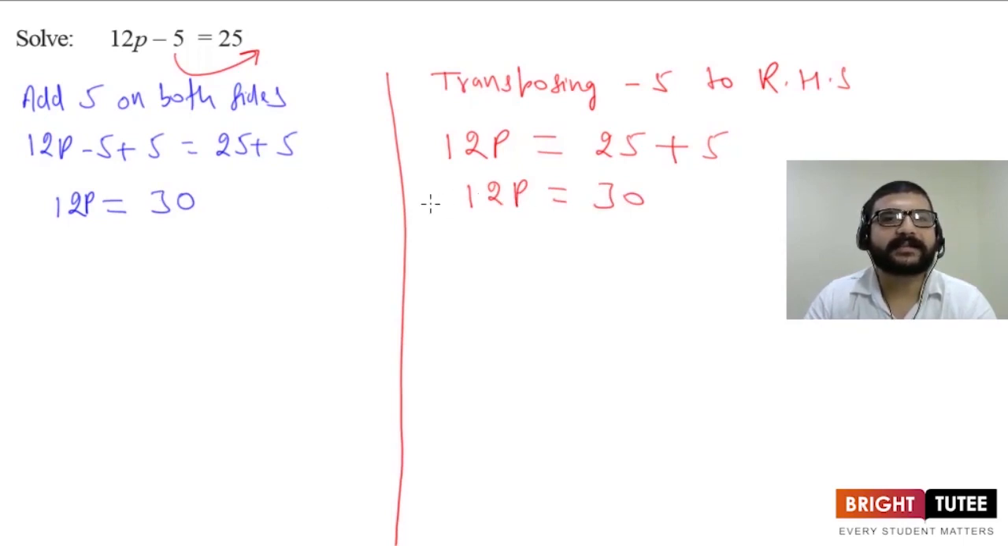So now these are the two same equations only. So adding 5 on both sides is basically transposing minus 5 to the right side of the equation. Now here we have 12p is equal to 30.